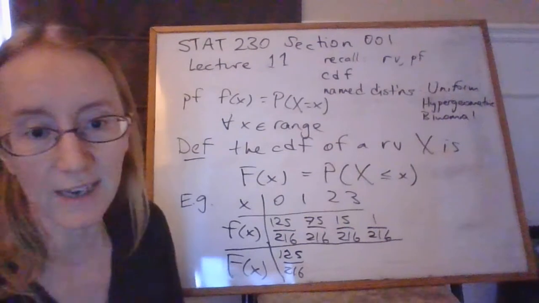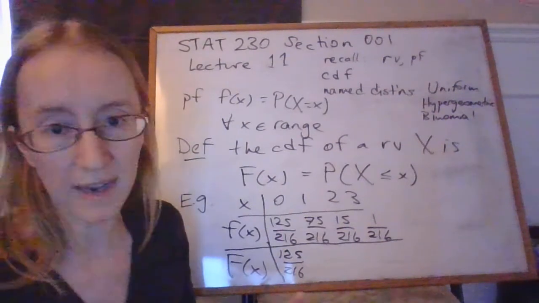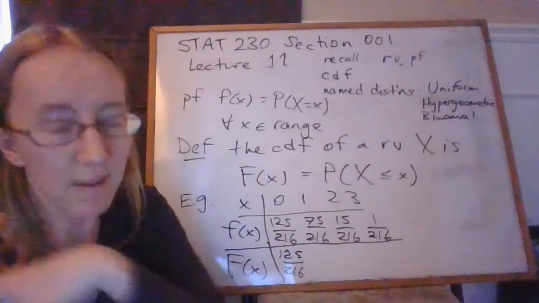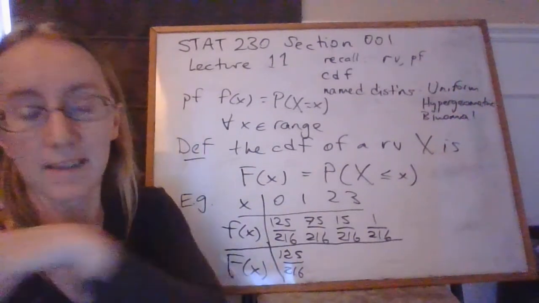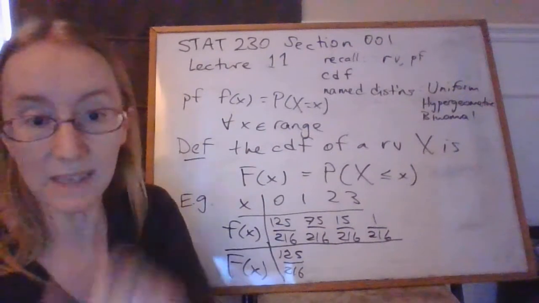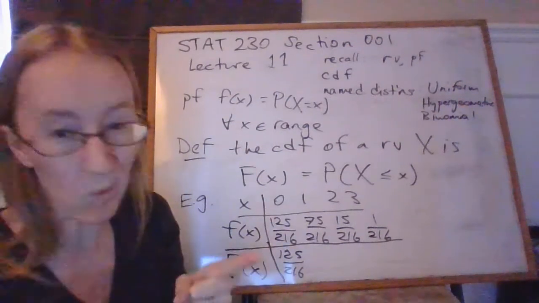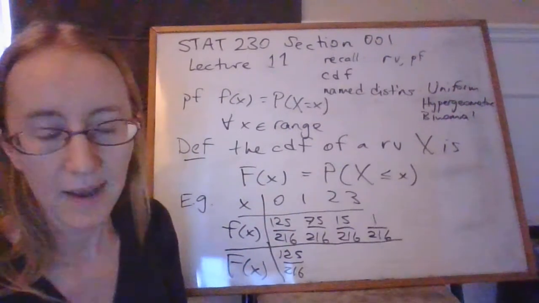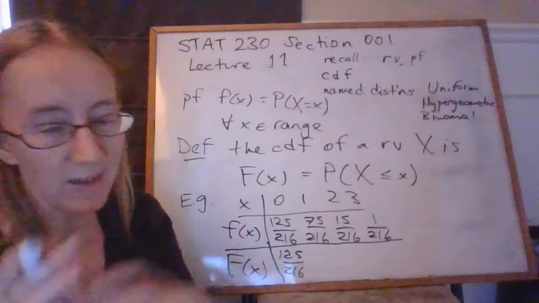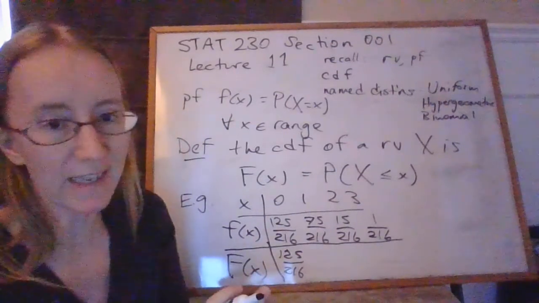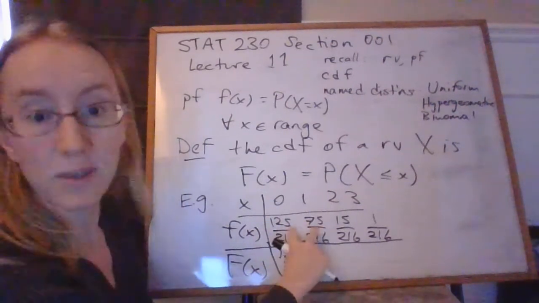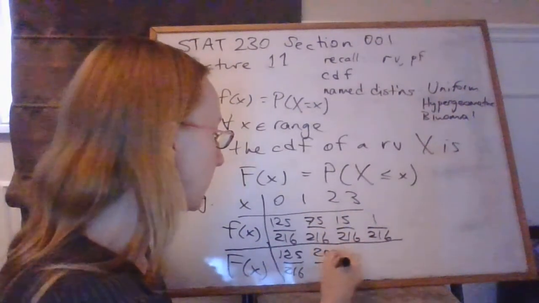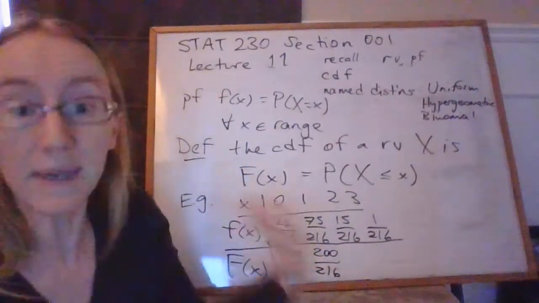But then it gets more interesting. If we want big F of 1, that means the probability that X is less than or equal to 1. In other words, the random variable takes on a value that is less than or equal to 1. It could be 0 or it could be 1. And with or, remember, we use the addition rule, and those are mutually exclusive, so we can just add them up. So the probability that X is equal to 0 or 1, in other words, less than or equal to 1, is going to be the sum of these two components, right? 125 plus 75, that's 200 over 216. We can build up from there.